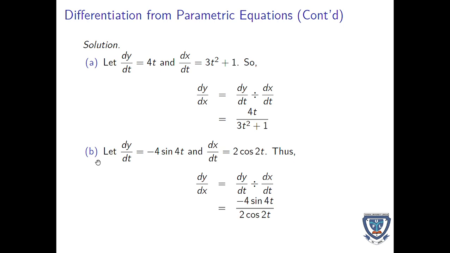Now for b, let dy/dt be equal to minus 4 sine 4t and dx/dt equal to 2 cos 2t. Thus, dy/dx is equal to dy/dt divided by dx/dt. So just like what we did earlier, we are going to have minus 4 sine 4t all over 2 cos 2t.